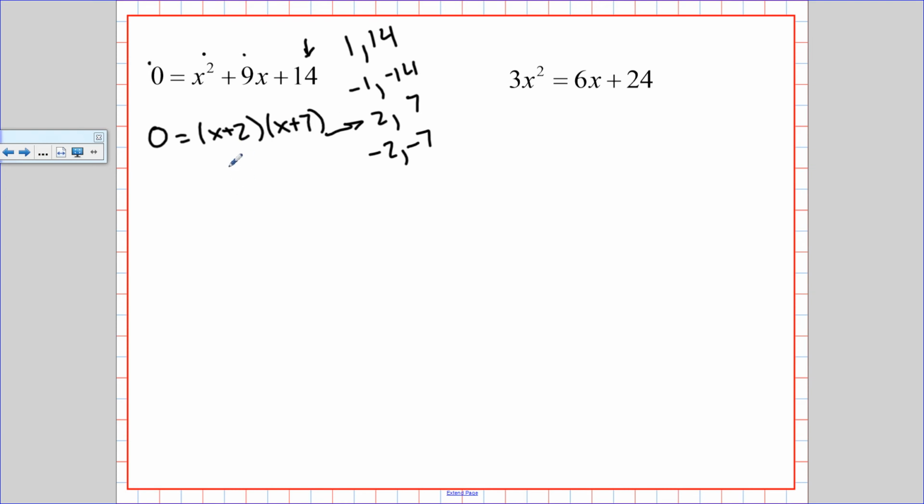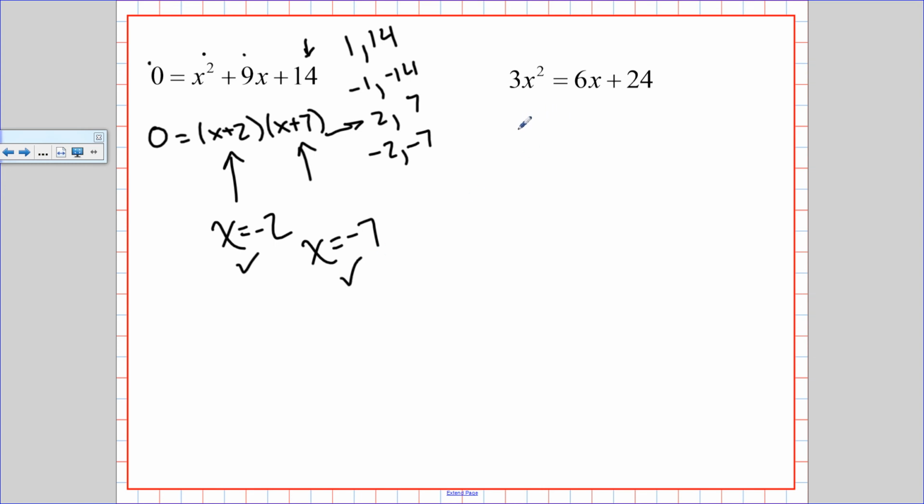Now, we know that to get our solutions out of this, we look at each set of parentheses. If we can make the left set of parentheses equal 0, 0 times the right set of parentheses will equal 0, and we'll have a solution to our equation. So to make the left set of parentheses equal 0, we would use negative 2. If we can make the right set of parentheses equal 0, then the left set of parentheses, x plus 2, times that 0 would equal 0. So that would be x equals negative 7. We can plug those back into the original to check they both work.